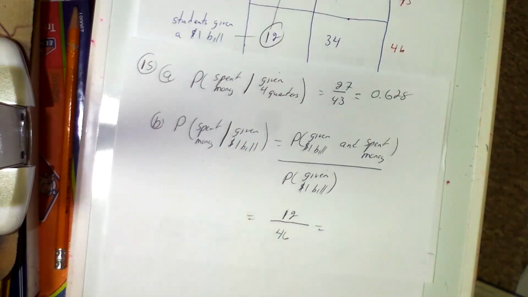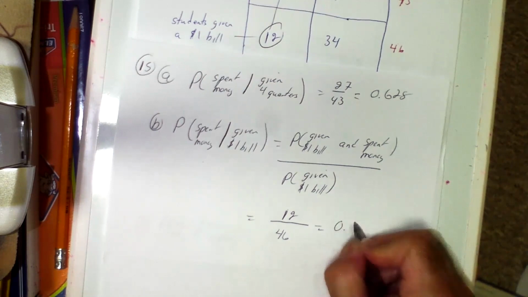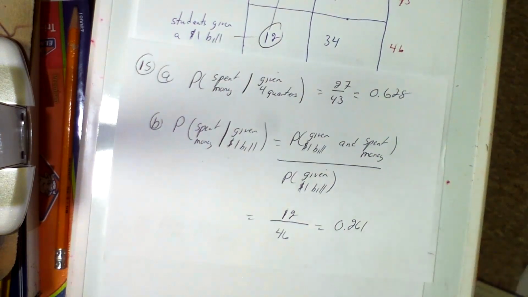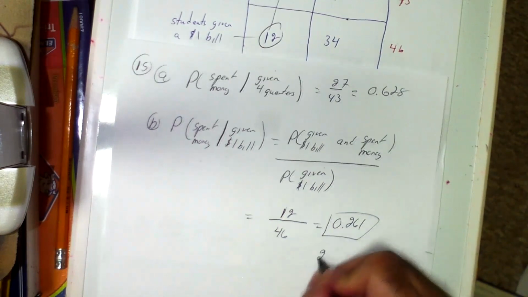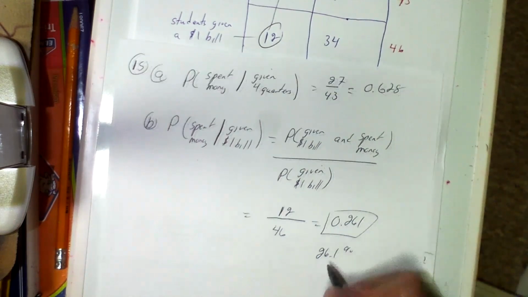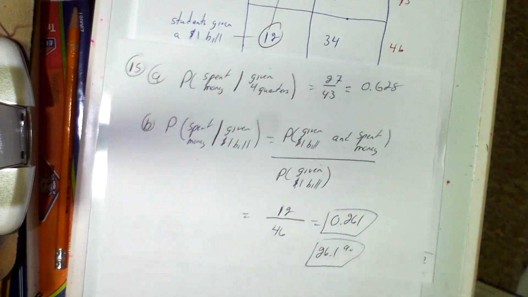12 over 46 is 0.261. Again, you guys can write it as a percentage if you want. You can write 26.1 if you want, or leave it in decimal. It doesn't matter. You make the call.